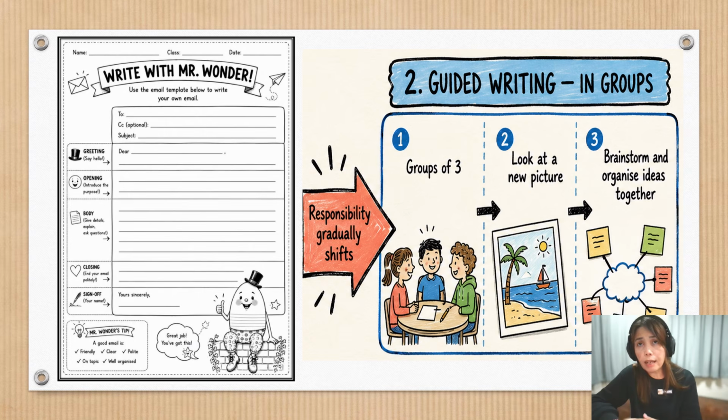Meanwhile, I move around and listen to their discussion, providing targeted prompts rather than supplying the entire answer. Responsibility is gradually shifting. Pupils are now doing more of the thinking while the teacher intervenes only where the scaffolding is still needed. This is referring to the mixed ability groups or the group with a low proficiency level.